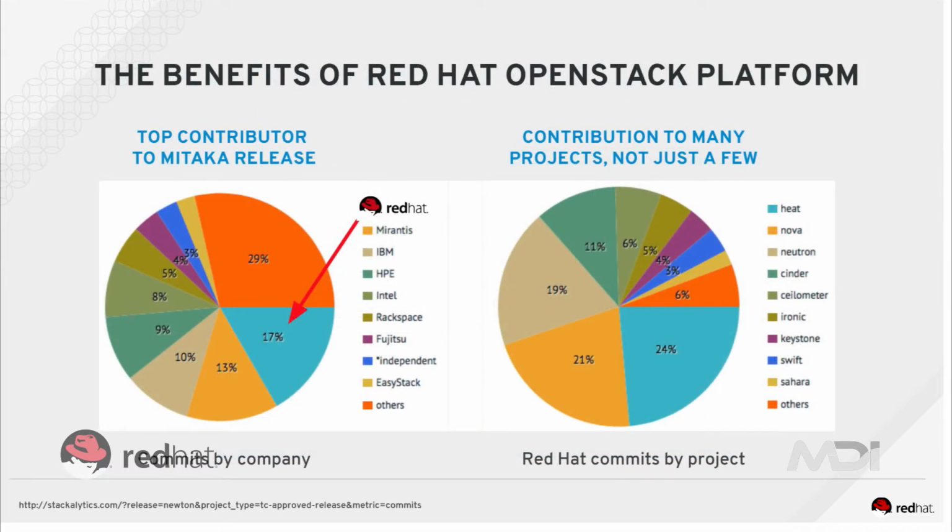Also, one of the benefits of using Red Hat's OpenStack platform is that, if you look at the community where OpenStack is being developed, Red Hat has always been one of the top contributors. For the Mitaka release, Red Hat is the top contributor among the vendors that are members of the community. The other chart shows how much Red Hat has contributed within the projects inside OpenStack. There are Heat, Nova, Neutron, Cinder. These are the modules that power OpenStack to provide infrastructure as a service.